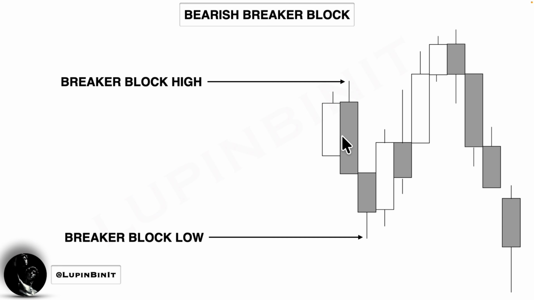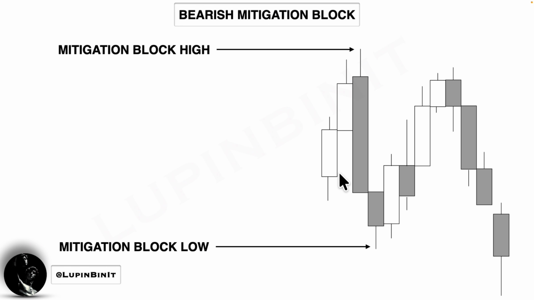And then moving on to the breaker block, this would be your breaker block high, and then that's your breaker block low, so it would be these two down close candles. This is a bearish breaker block, so the formation would be a high, low, and then higher high, and then lower low. That is the formation of your bearish breaker block. And then you have a mitigation block, being these two down close candles. This is the mitigation block high, mitigation block low. Formation of a mitigation block would be a high, low, lower high, and then lower low.